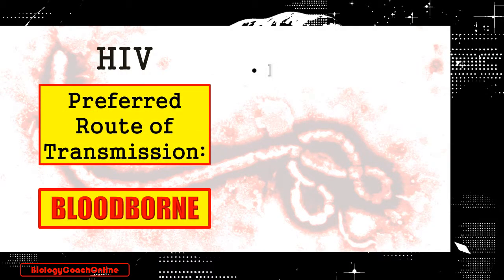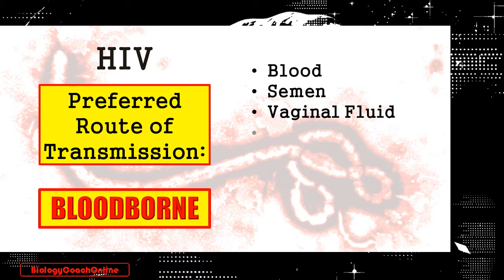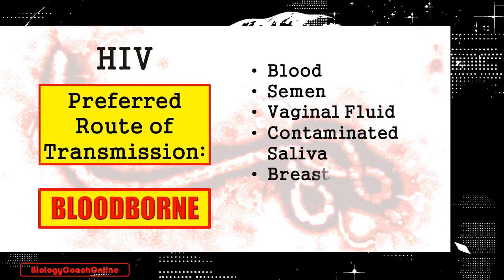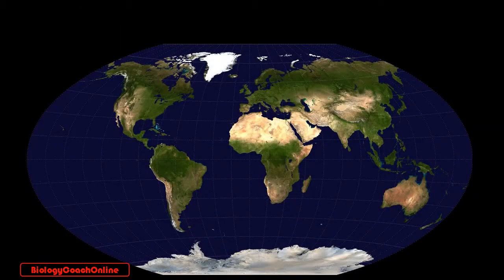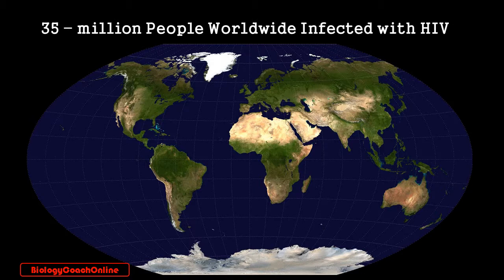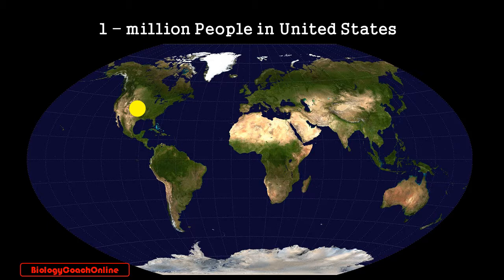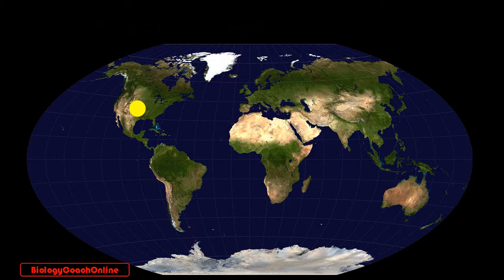HIV is a blood-borne pathogen, and therefore transmission requires intimate contact with either infected blood or other body fluids. And without adequate treatment, about 50% of those infected with HIV will ultimately develop AIDS within 10 years. As a pandemic, there are currently some 35 million people worldwide infected with the AIDS virus, and that figure includes more than 1 million people in the United States.